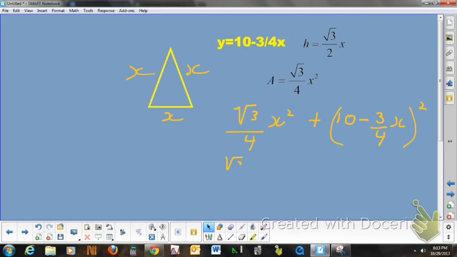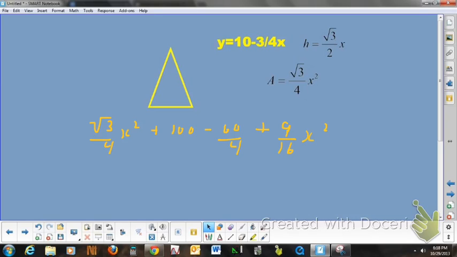And so we have the square root of 3 fourths x squared plus 100 plus or minus 60 over 4x plus 9/16 x squared. That's what you get when you square out the 10 minus the 3/4 x. So it's a bit dodgy. I would leave it as fractions and not decimals, but you can change it if you like.